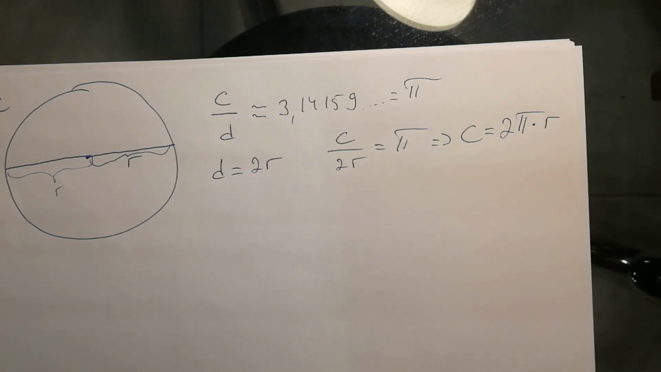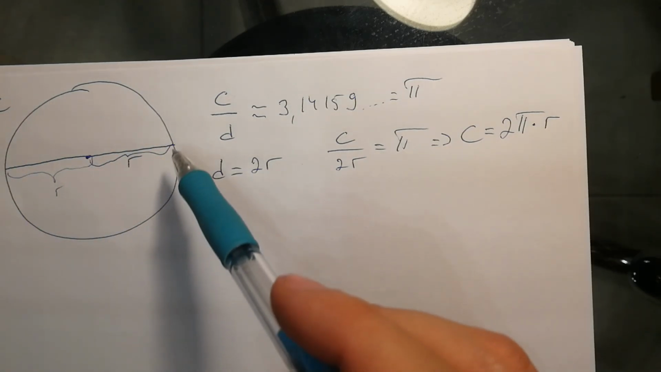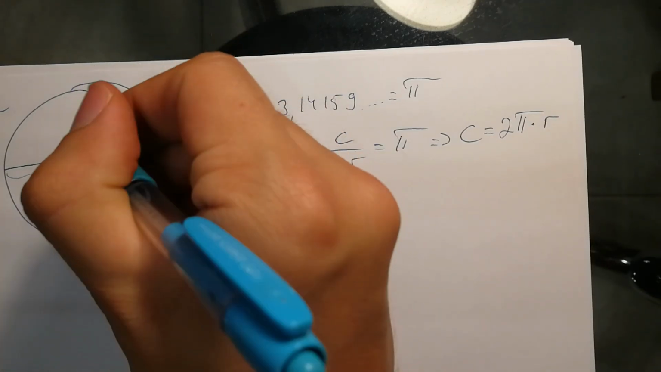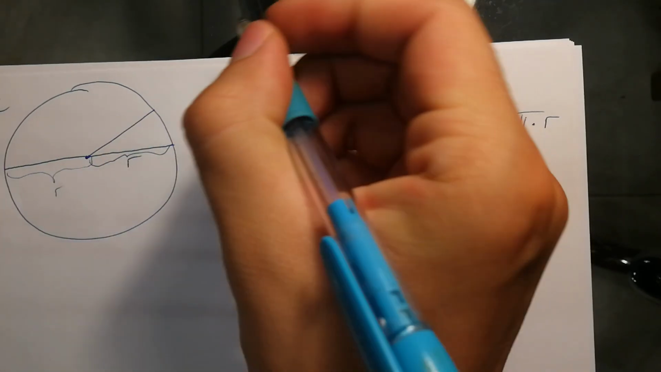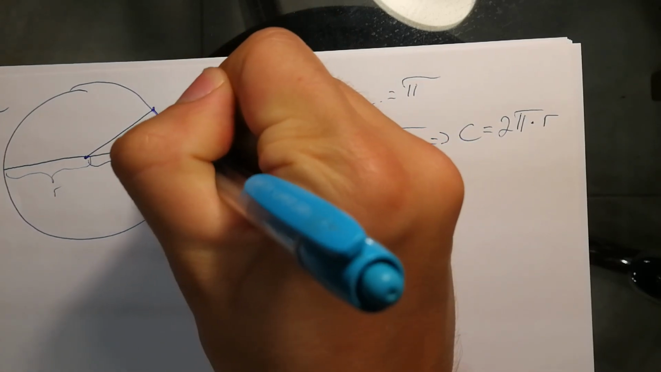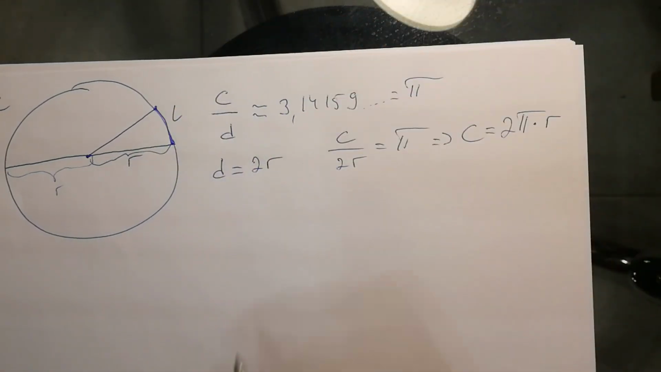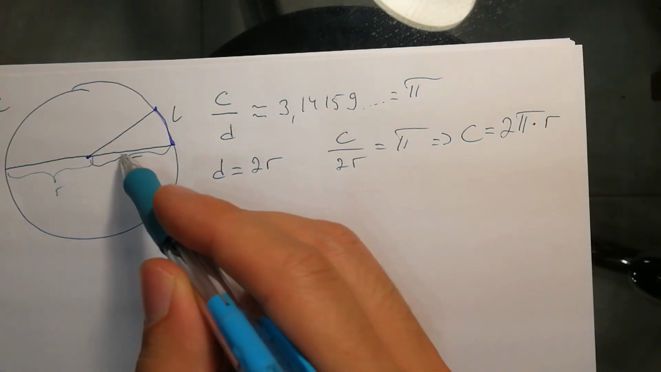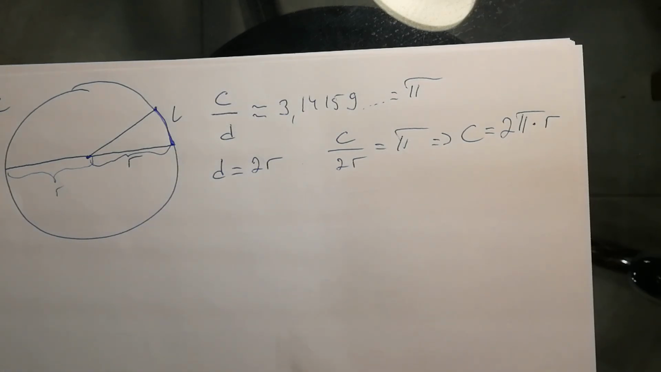But what if we want to calculate the length of not the entire circle, but only a small part of it? For example, if we want to calculate the length of this part, let's name it L. There are 360 degrees in a circle. Why 360? It's a separate question which I will talk about in another video.